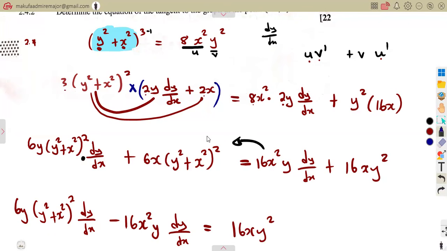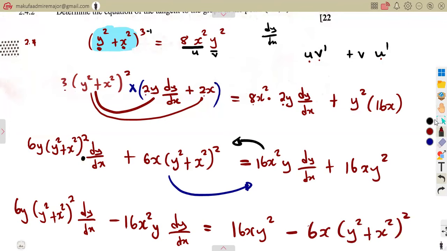Then we take this term, because it does not have dy dx, we take it to the right-hand side, just like what we did with the one with dy dx. So it was a positive. The moment that it crosses the equal sign, it becomes a negative this side. So that's negative 6x into y squared plus x squared squared, like this.